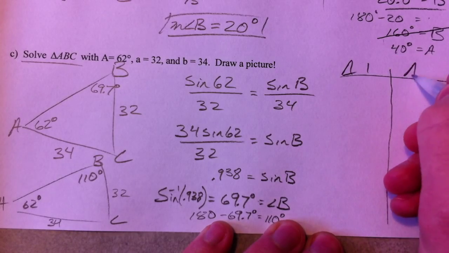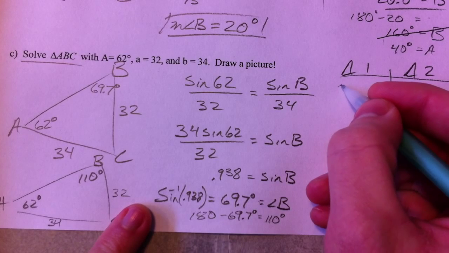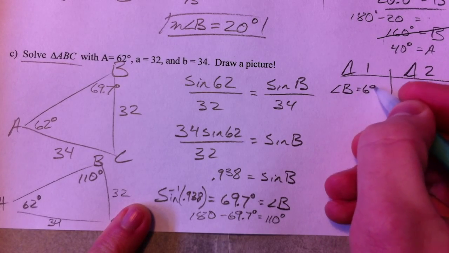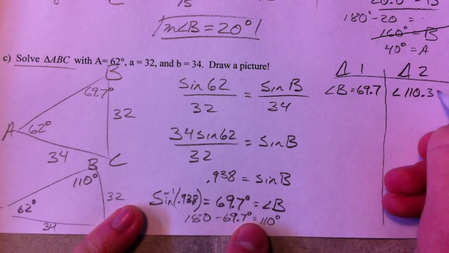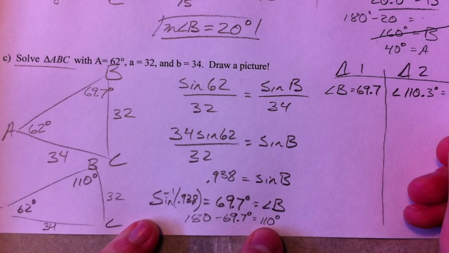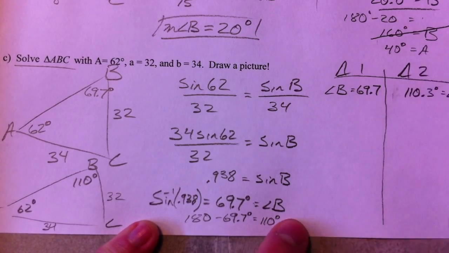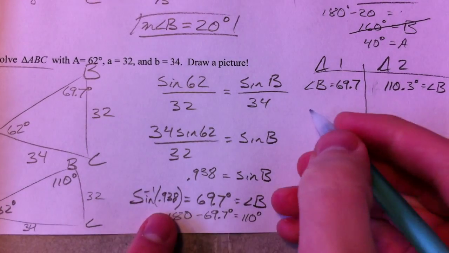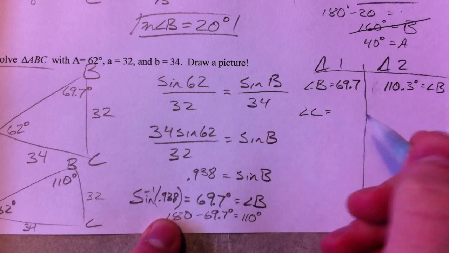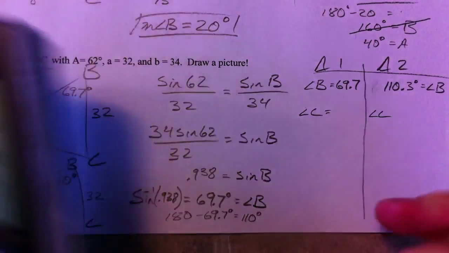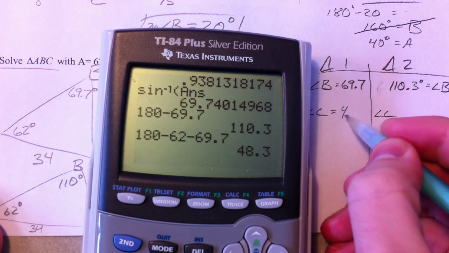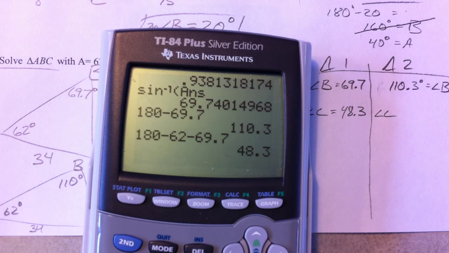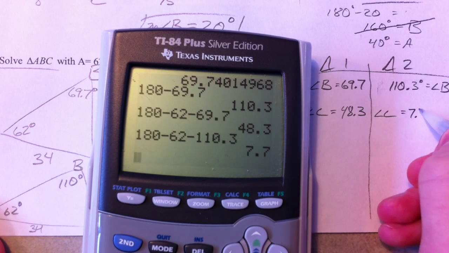Triangle 1, triangle 2. Triangle 1, we got angle B was 69.7. Triangle 2, angle B was 110.3 degrees. All right. So that leaves angle C. You're going to subtract from 180 to find those two. So 180 minus our 62 minus our 69.7 leaves 48.3. If we do 180 minus 62 minus our 110.3, that leaves 7.7 degrees.